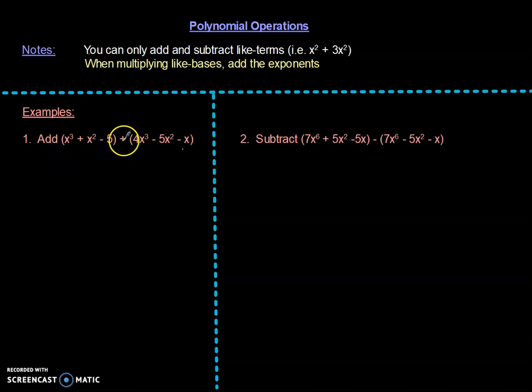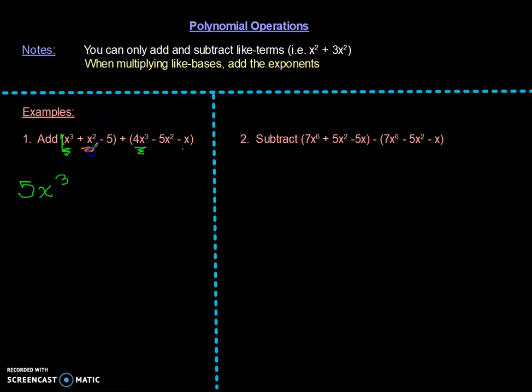So notice that number one, it says to add. So we're going to look for the like terms to add together. I have x to the third power, and it's being added to 4x to the third power. Remember, if there's no coefficient in front of the variable, it's a 1. So 1x to the third power plus 4x to the third power. I add the coefficients, which give me 5, and I keep the like term x to the third power.